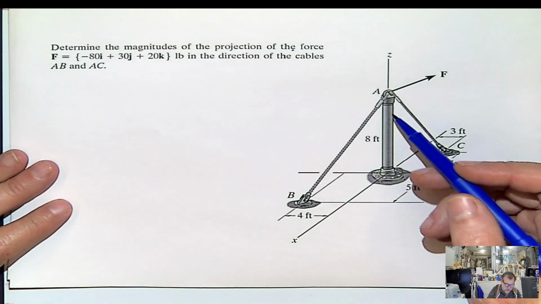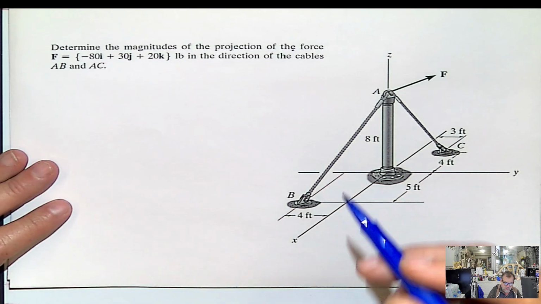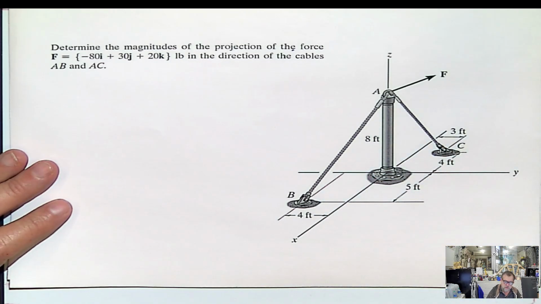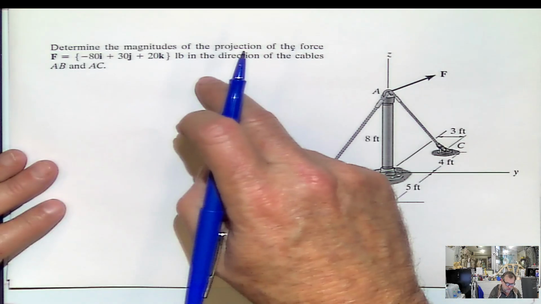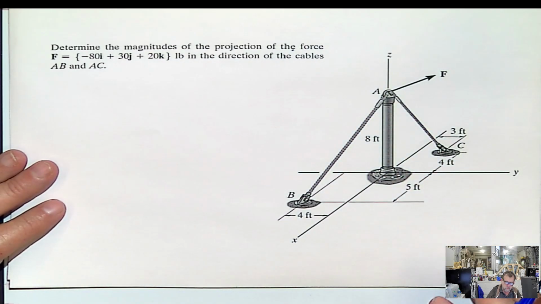Now, how do you find the unit vector AB? By finding the position vector and dividing that position vector by the magnitude of that position vector. Projection of the force in the direction of a line: dot product of the force and the unit vector of the line. That's what you do every single time.